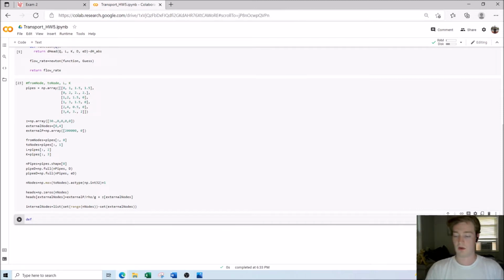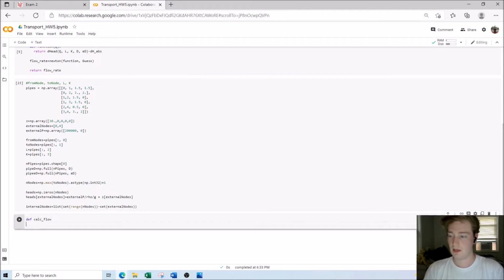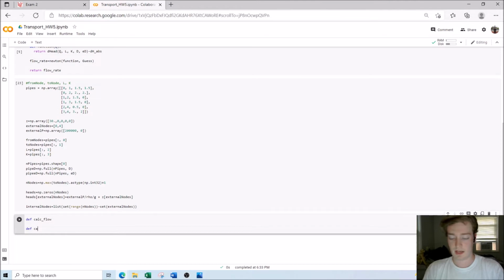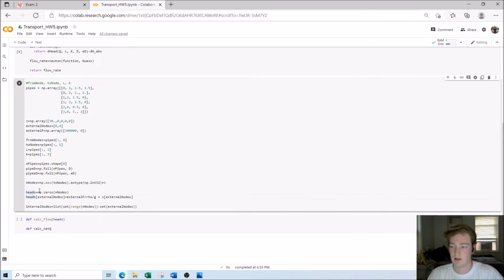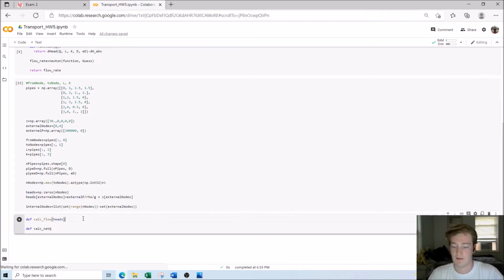So define, what do we want? We want to calculate some flow rates. So calculate flow, and we want to calculate net flow rate throughout each node. So calc net q. All right. Well, what do we want to bring in for this flow rate? What do we want to bring in? We probably want to bring in the head values, right? So heads, and that's referring to this list that we created. That's going to hold all the head values.